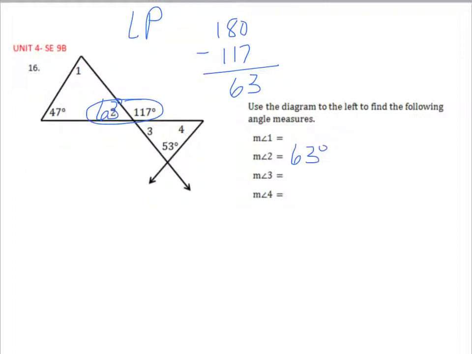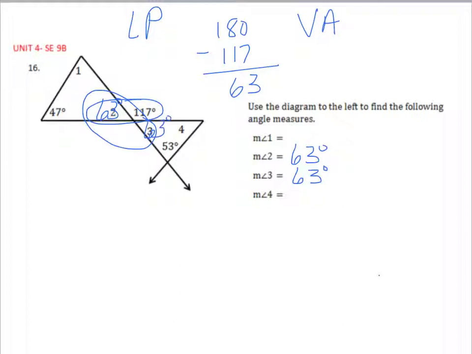Now angle 2 and angle 3 are vertical angles, so they're congruent. So if angle 2 is 63, then angle 3 must also be 63. So angle 3 is 63 degrees.